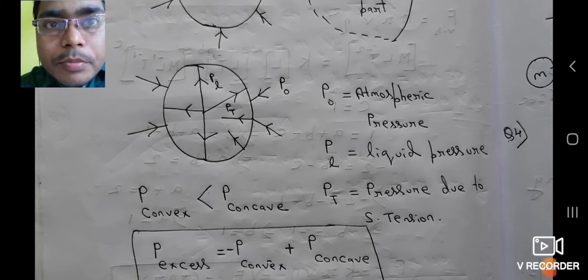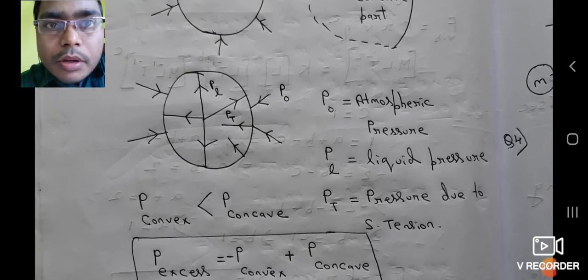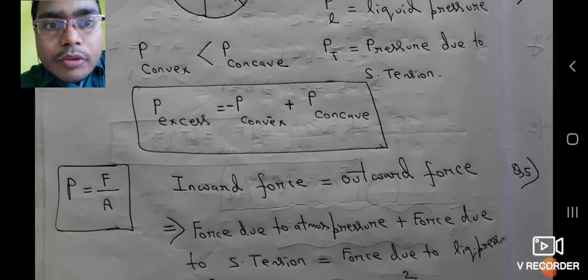So how many types of pressure are acting on the inward side? That is two types of pressure. One is liquid pressure, another one is pressure due to the surface tension. And how many pressures are acting on the outward side? That is only because of the atmosphere, so that is given by the atmospheric pressure P naught. So there are two types of pressure which are acting in the inward direction, and only one pressure is acting in the outward direction. So that is given by the liquid pressure.